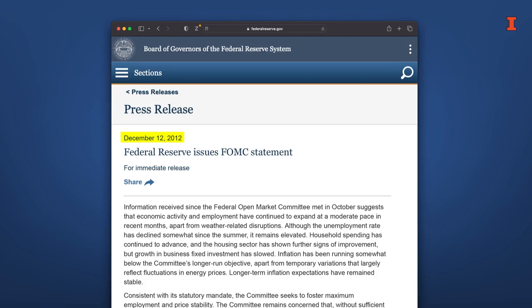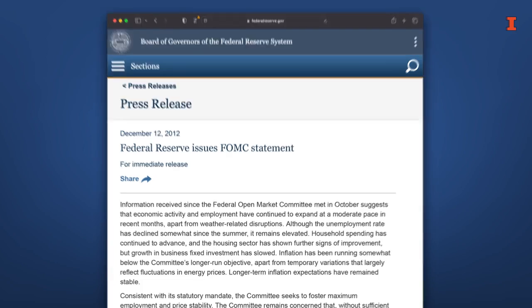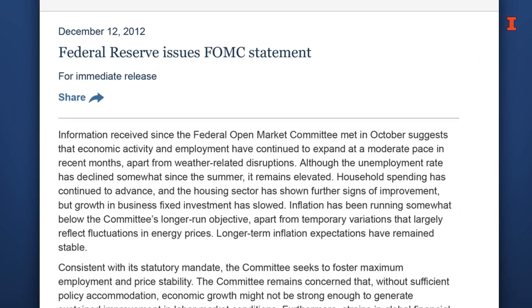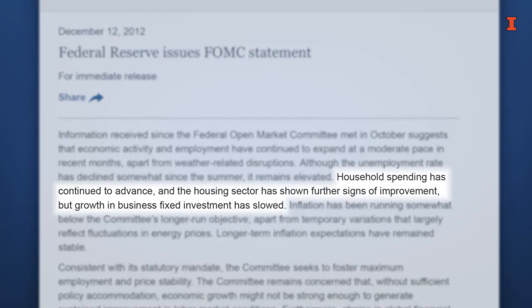Now consider this statement from December 12, 2012. At this point, the federal funds rate was still close to zero, but raising rates was a possibility. You will notice that this statement is much longer. The FOMC explains more about the economy. They refer to specific sectors such as household and business investments. But here the FOMC does something new.